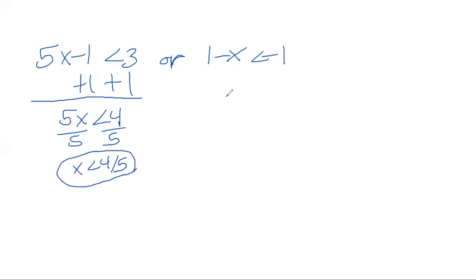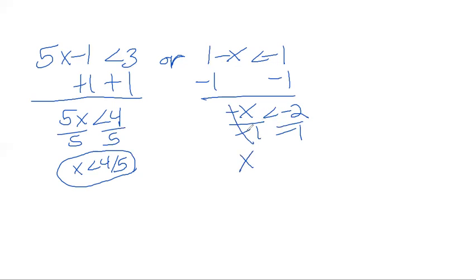For this side, well, I gotta get rid of that 1. Subtract 1 from both sides. -x less than -2. Now I divide by -1 on both sides. So x, and since I'm dividing by a negative, I flip the sign, because anytime you're multiplying or dividing by a negative, it changes the sign, becomes opposite. So here, the opposite of less than is just greater than, and -2 divided by -1 is 2.